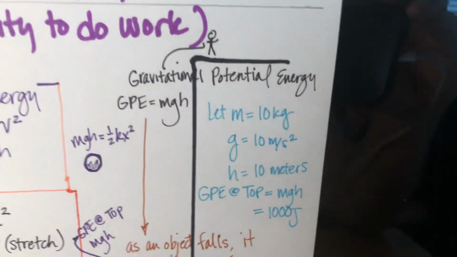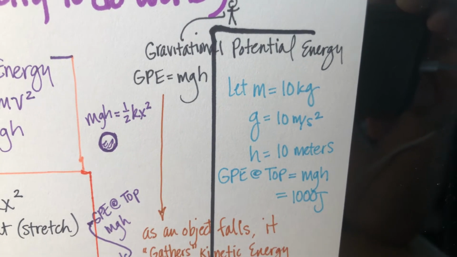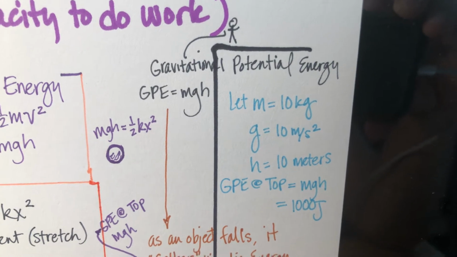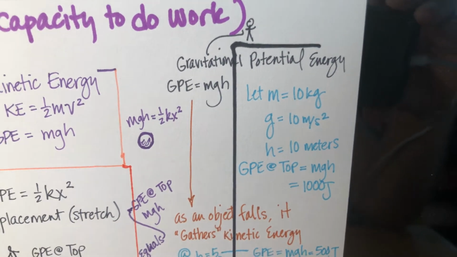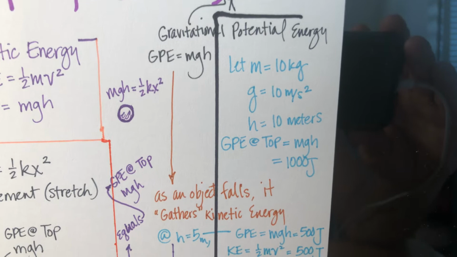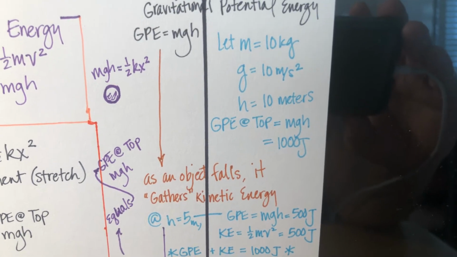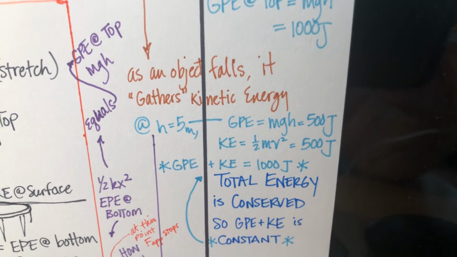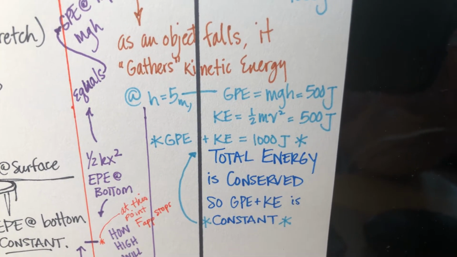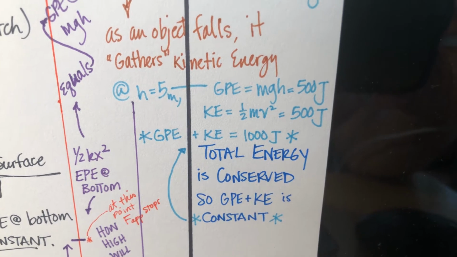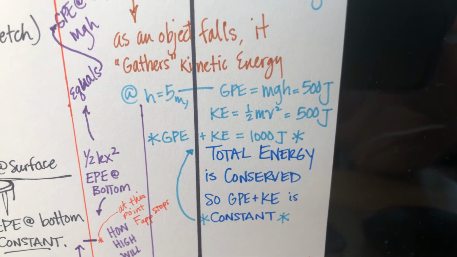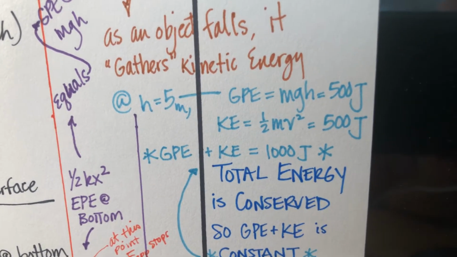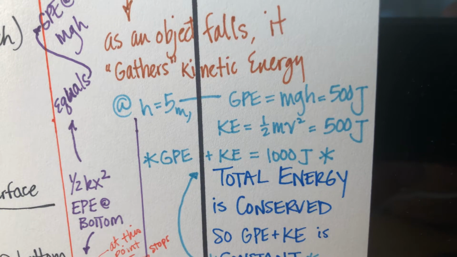So if we look at a situation where we have a person dropping an object off of a building, gravitational potential energy at the top is mgh. If we let m be 10, g be 10, and h be 10, gravitational potential energy at the top is equal to 1,000 joules. As an object falls, it gathers kinetic energy. At the middle, the height equals 5, so the gravitational potential energy equals 10 times 10 times 5, or 500 joules. The kinetic energy makes up the rest, the other 500 joules.